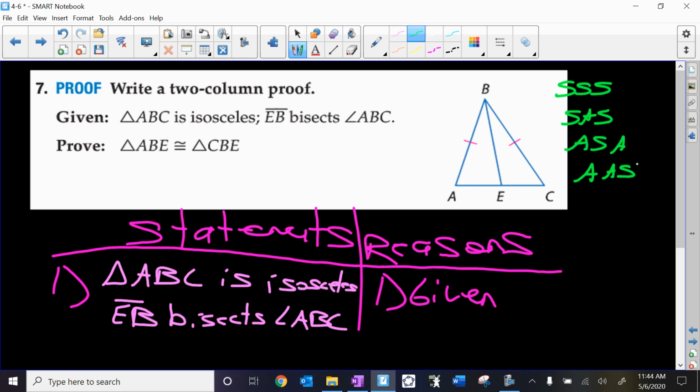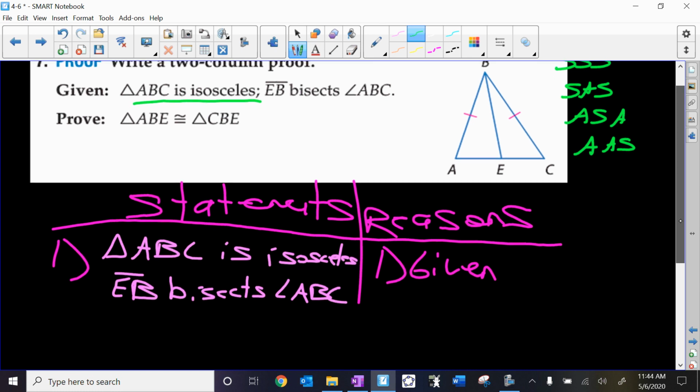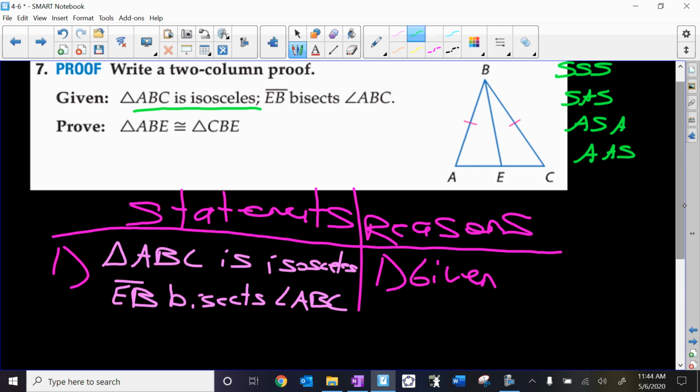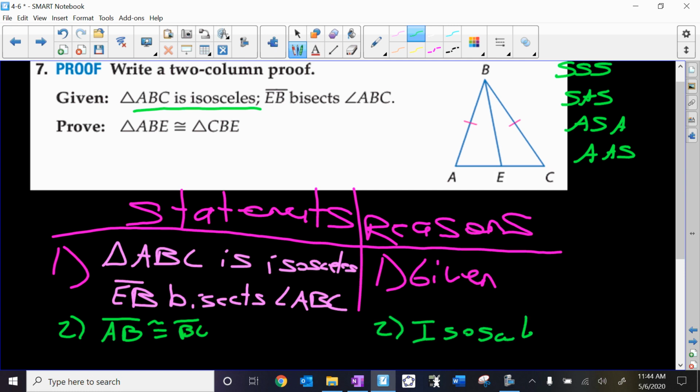It tells us that triangle ABC is isosceles, which means 2 sides are congruent. In this case, they show us AB is congruent to BC. But since it doesn't specifically state that in the given, I want to specifically state it in our 2 columns. So AB is congruent to BC based on the idea we have an isosceles triangle. So now I have one side congruent.